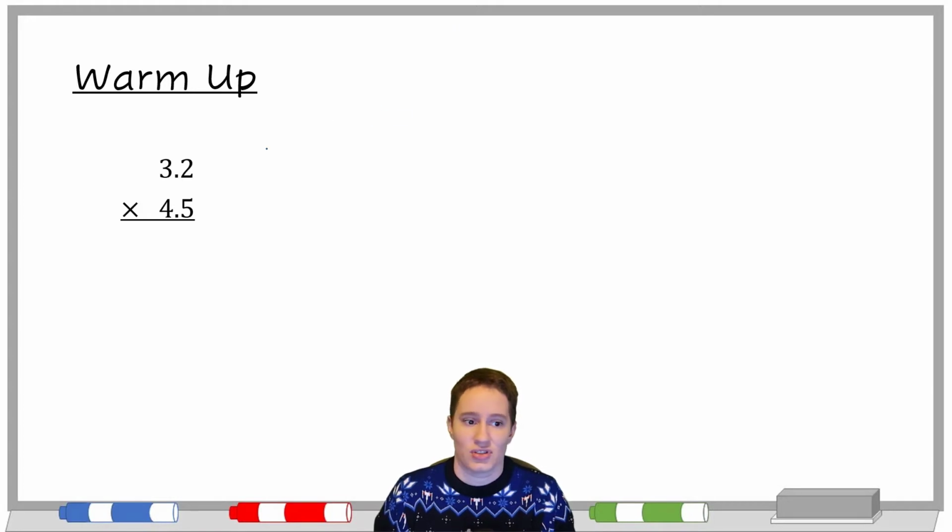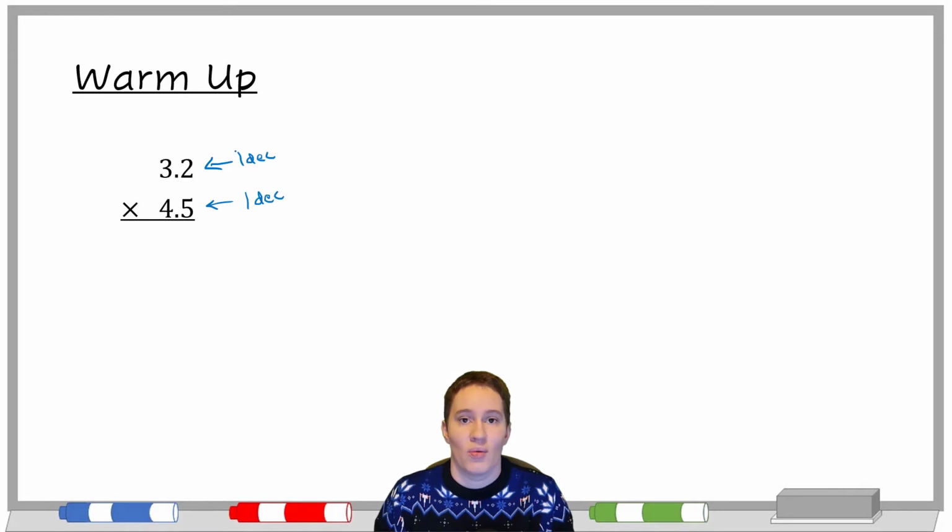So let's give this a try. 3.2 times 4.5. I'm going to go ahead and decide where the decimal is right off the bat here. So you think about it too, and let's see if we're on the same page. We've got one decimal place, because we're counting how much is to the right of the decimal, and then we've got one decimal place. So 1 plus 1 is 2. Our answer is going to have 2 decimal places.